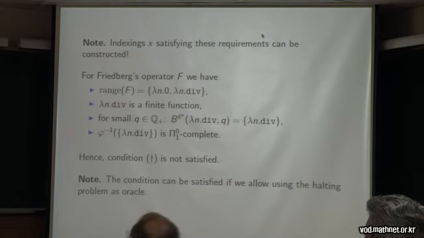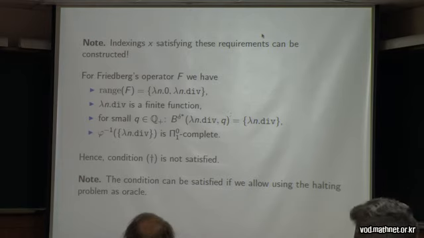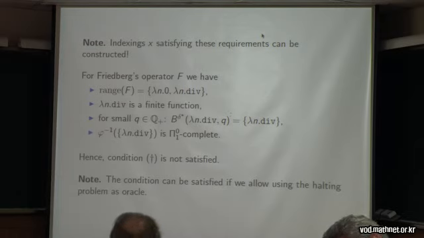So one can now construct such an indexing X that satisfies these requirements. So we will have that Markov maps between effectively given quasi-metric spaces, that is spaces that have these computability requirements, are effectively continuous. Then the question comes up, but we have seen that this is not true because of Friedberg's operator. So let us look at what happens.